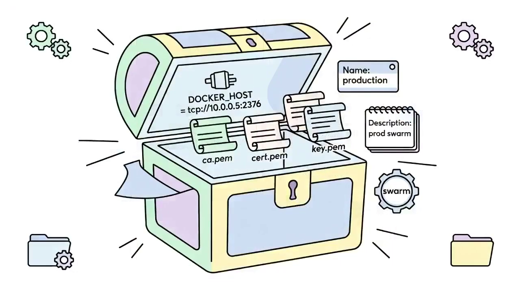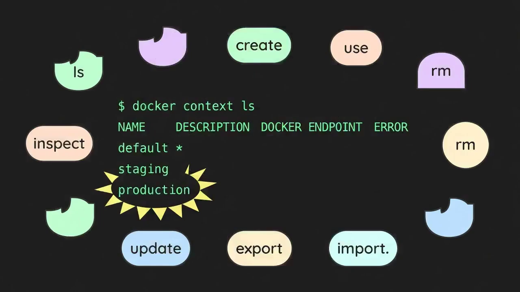Anatomy of a context. Docker_host defines where the daemon lives: a Unix socket, a TCP address, or an SSH endpoint. TLS fields point to the CA certificate, client cert, and client key. Metadata adds a name, a description, and the default orchestrator. Stored as JSON under .docker/context/ and tracked by the active entry in ~/.docker/config.json.